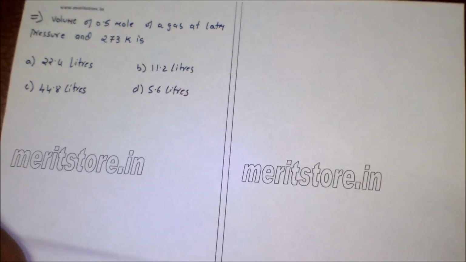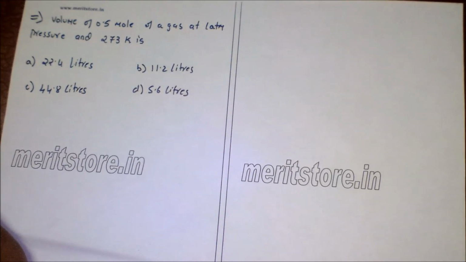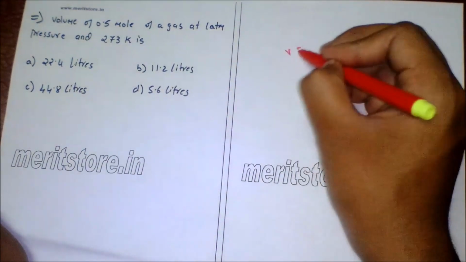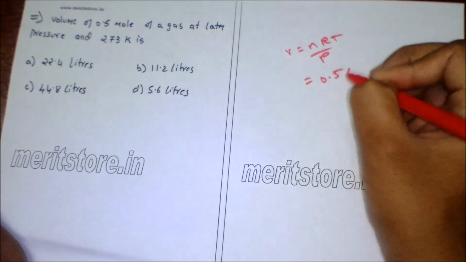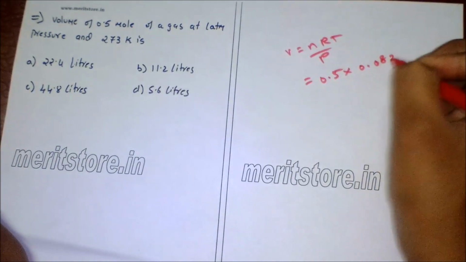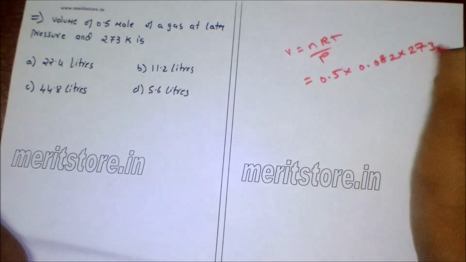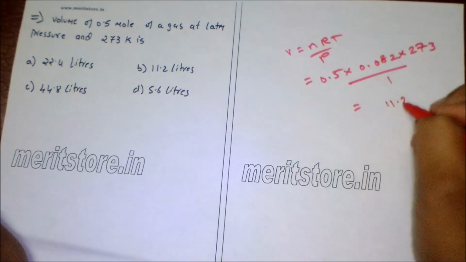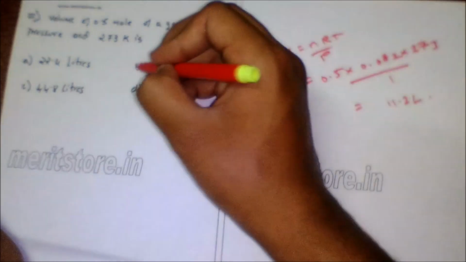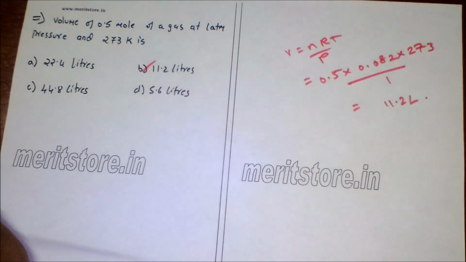Volume of 0.5 mole of gas at 1 atmosphere pressure and 273 Kelvin is. So we know that volume is equal to nRT upon P. Substituting the values, R is the universal gas constant, temperature in Kelvin, and 1 is the pressure. So this comes out to be 11.2 liters. So option B is the correct answer.